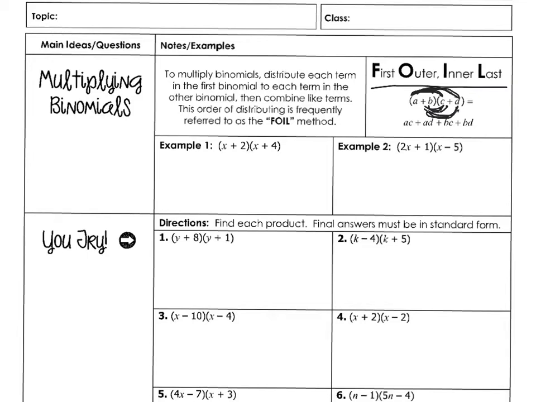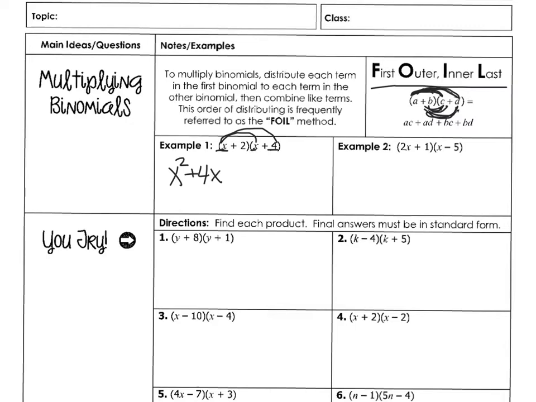And y'all, it's distributing, okay? If you look, I'm going to multiply the first terms. So I'm going to distribute x times x is x squared. Then I'm going to distribute the x with the 4, which, if you notice, they're both outside terms. So it's going to be 4x.